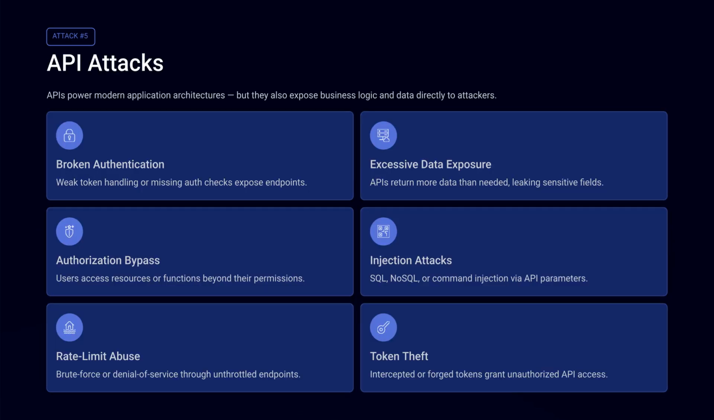APIs are powerful, but expose business logic and data, leading to API attacks. Key attack vectors include broken authentication from weak token handling, excessive data exposure by returning too much data, authorization bypass where users exceed permissions, injection attacks, rate limit abuse, and token theft.